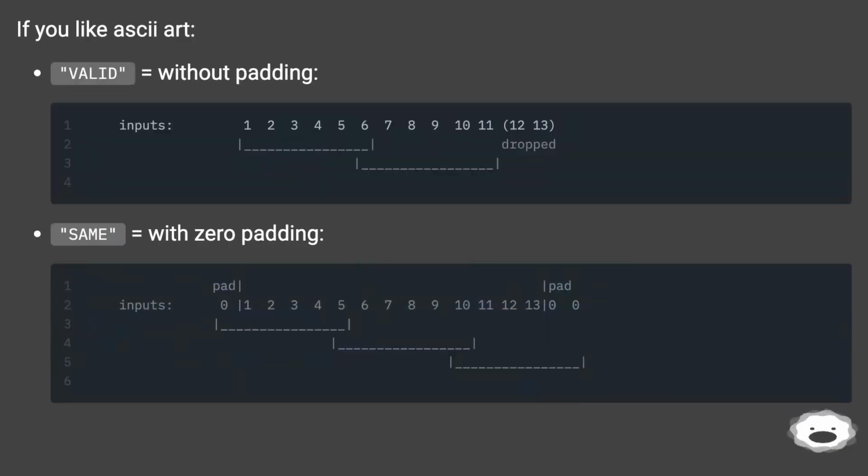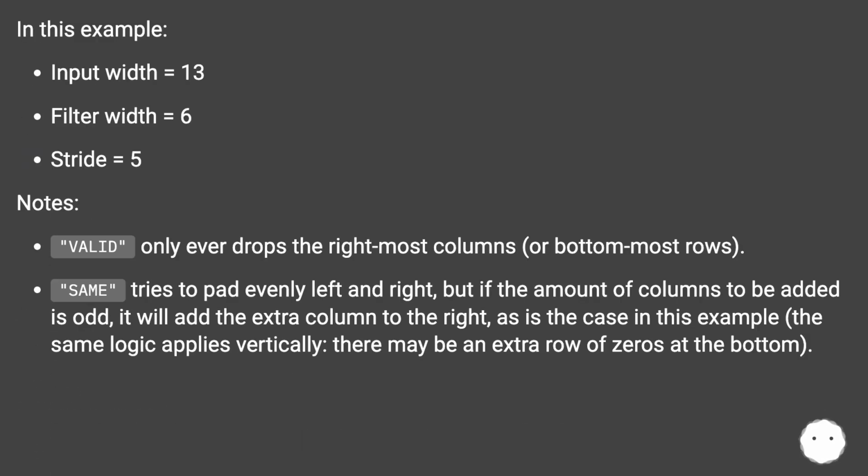If you like ASCII art, valid equals without padding. Same equals with zero padding. In this example, input width equals 13, filter width equals 6, stride equals 5. Notes: valid only ever drops the rightmost columns, or bottommost rows.